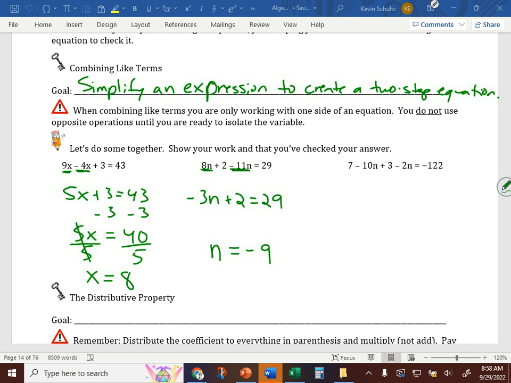Okay. The next one, what would that one simplify to be? Take a look at those like terms there. Nathan. Please. Oh, no, not that answer. So how would we simplify the expression, Nathan? So you do negative 10n minus 2n, which is negative 12n. Good. Negative 10 minus 2.